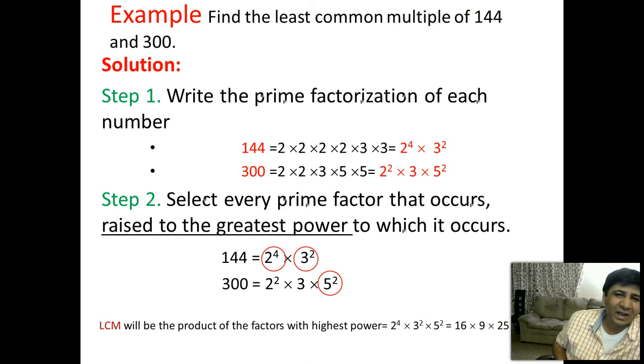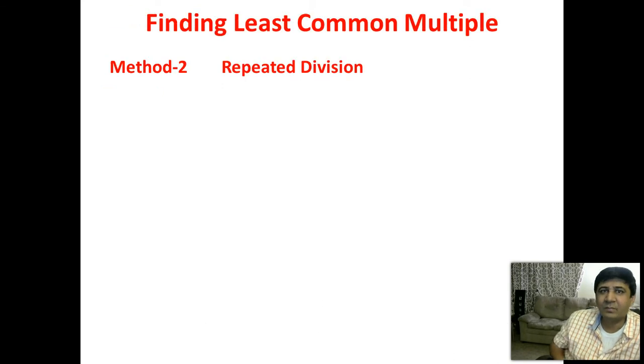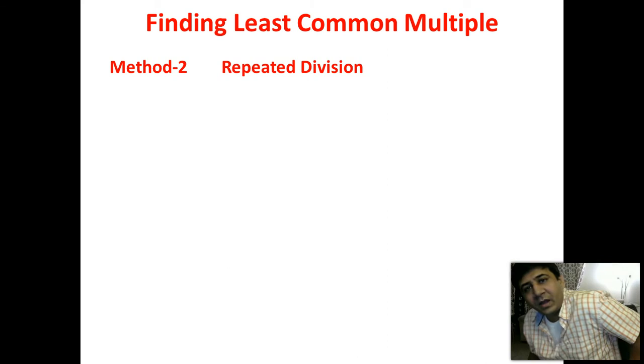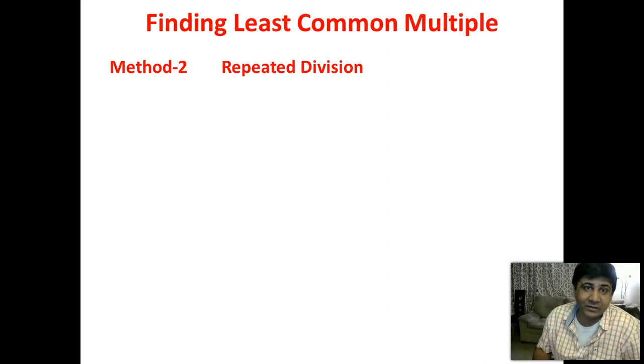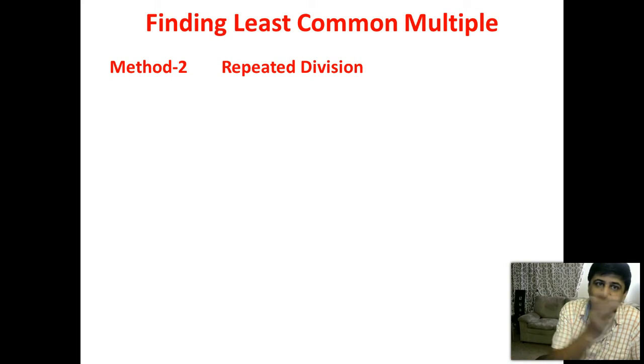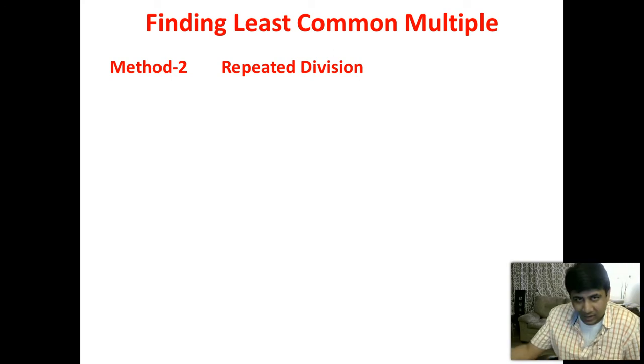I hardly use it. I prefer the second method. The second method is based upon repeated division. That's how I learned it, so I still use this. You can use whatever you want: method 1, method 2, or any method you learned, which you are good at. It does not really matter.